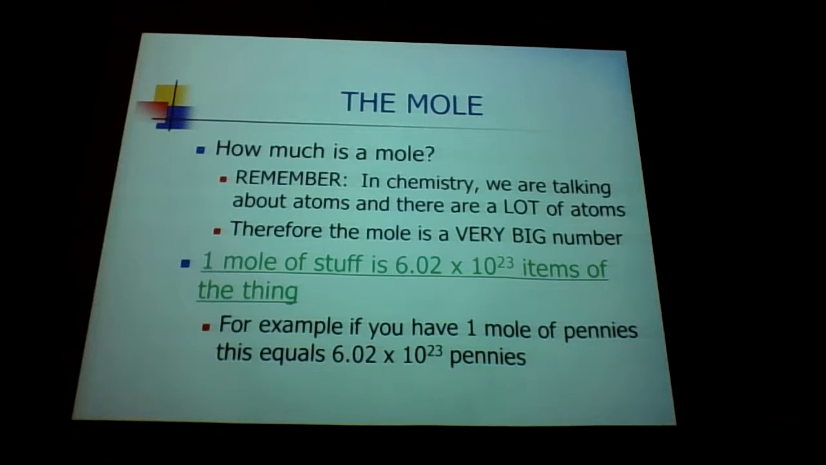1 mole of stuff is always 6.02 times 10 to the 23rd of those items. Okay, so for example, if I had 1 mole of pennies, that equals 6.02 times 10 to the 23rd pennies. Now the reason we use that is because 6.02 times 10 to the 23rd is a large number. Well, we're talking about things that are ridiculously small, like atoms, protons, neutrons, electrons. We can't see these things. However, we can see a mole of these things because there's so many things in a mole. Okay?